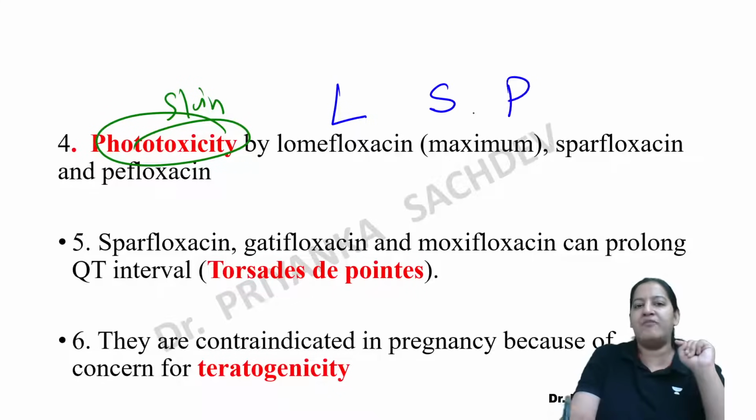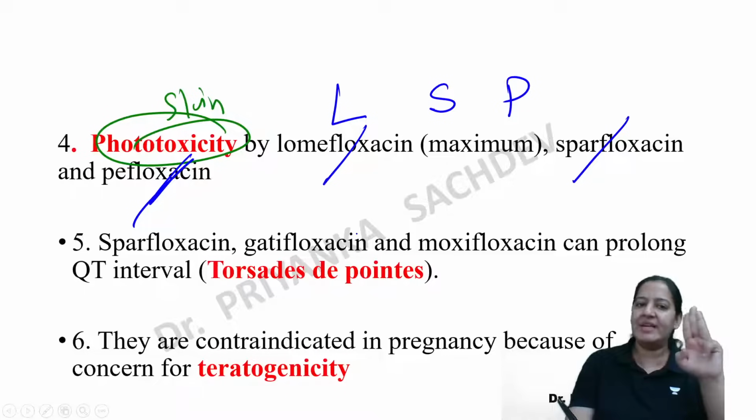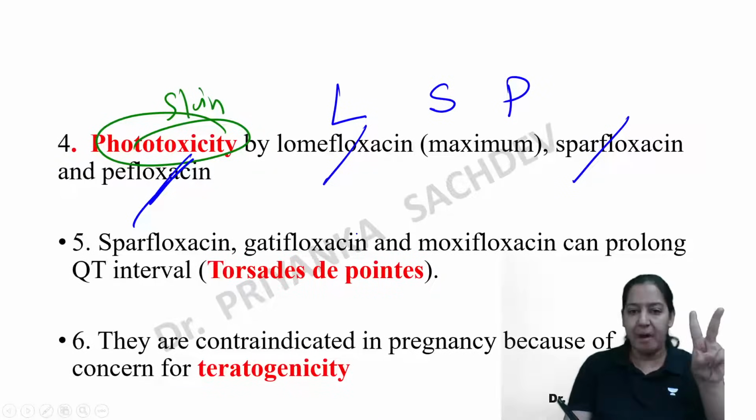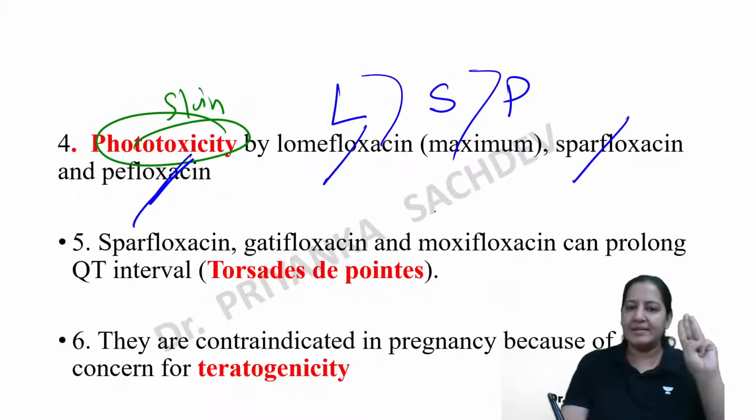Lomeflox, Sparflox, Pflox. So only these three are required. Lomeflox, Sparflox, and Pflox cause phototoxicity in the skin. You have to learn the mnemonic LSP, L followed by S followed by P. These are the three which cause phototoxicity.